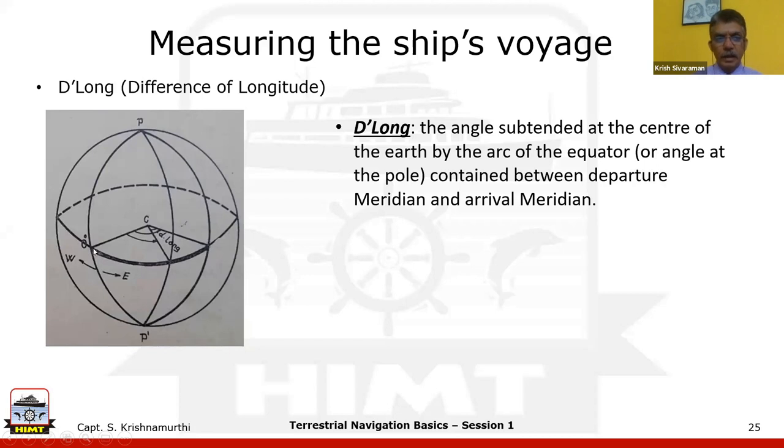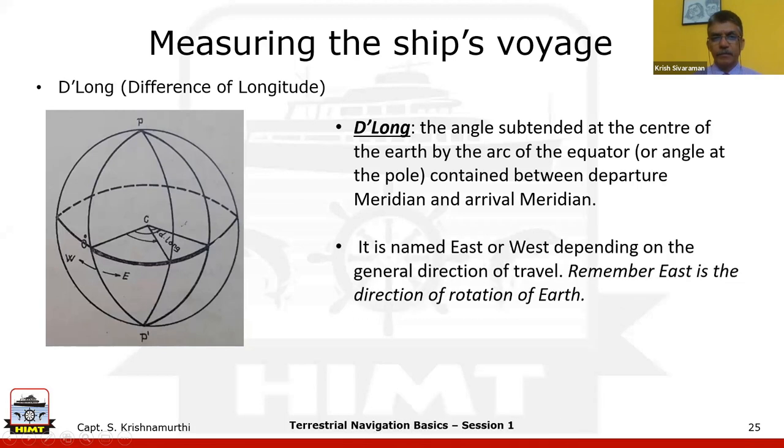Numerically, if both the meridians are on the same side of the prime meridian, in this case east, then D-long is nothing but longitude of A minus longitude of B. That is your D-long numerically. And we name it along the direction of travel. Suppose the ship is traveling from this point, then the direction is easterly, isn't it? Or if it is traveling from this point, the general direction of travel is easterly. So we name the D-long as east.